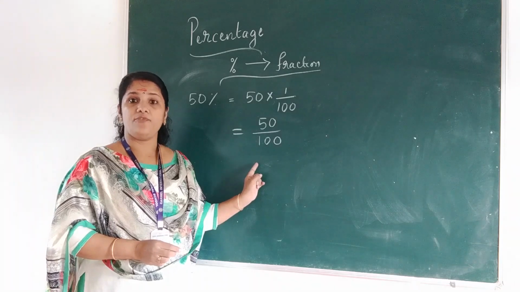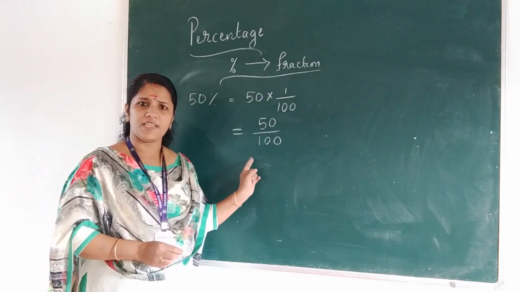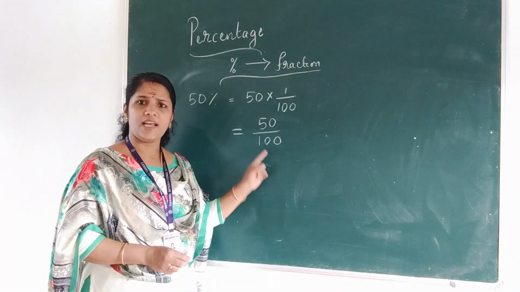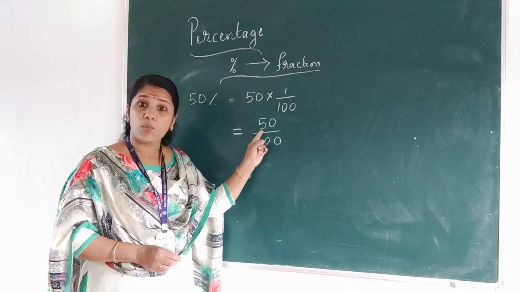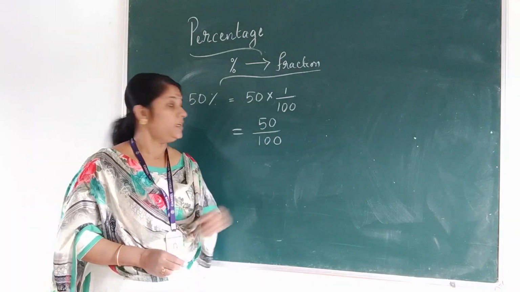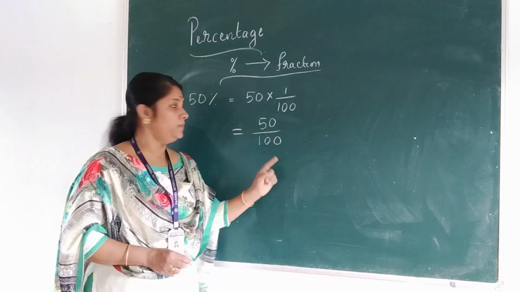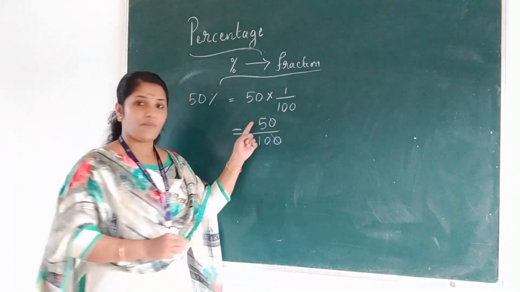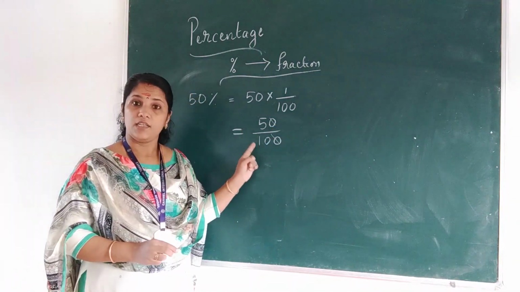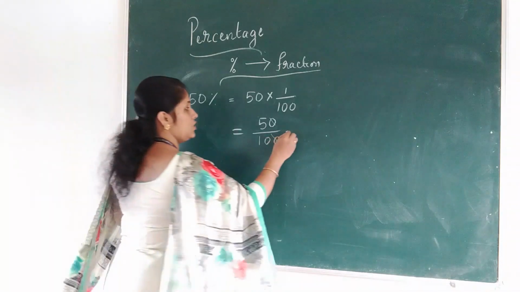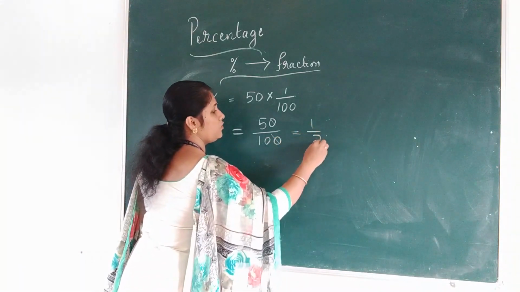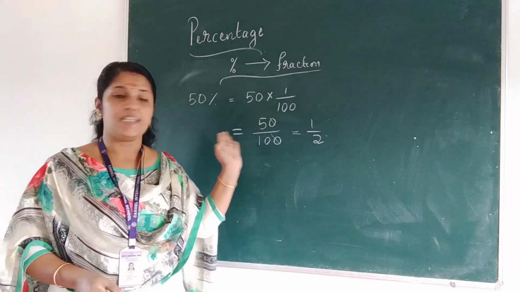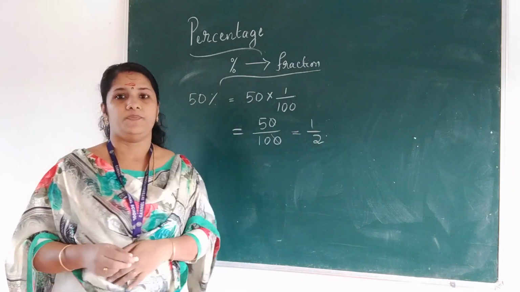We got the fraction form, but usually we represent any answer in the simplest form, right? So we cancel all the common factors between the numerator and the denominator. Here we can cancel 0, then 5 and 10. 5 twos are 10, so 5 is the common factor. So you get the answer 1 by 2. So the fraction form of 50% is half, 1 by 2.